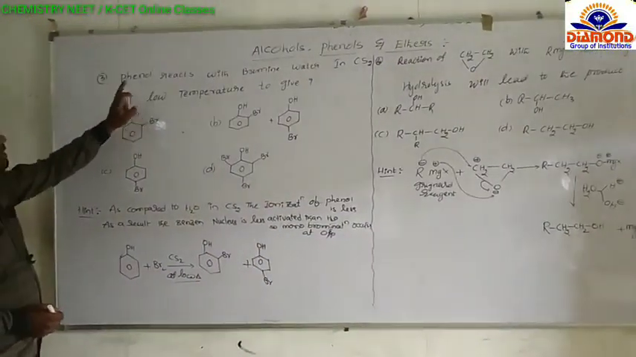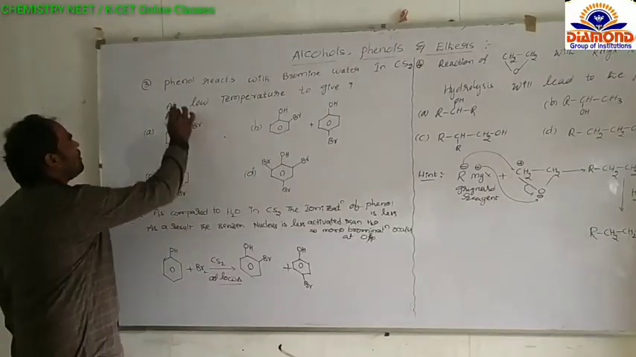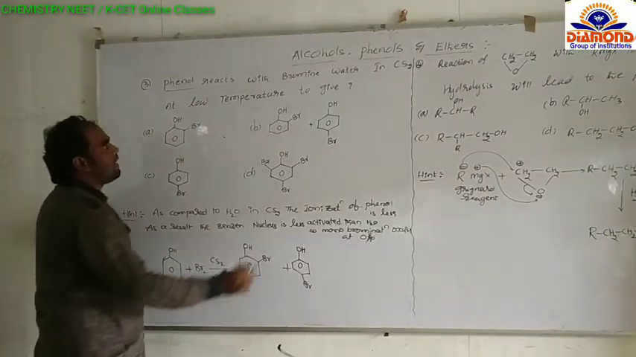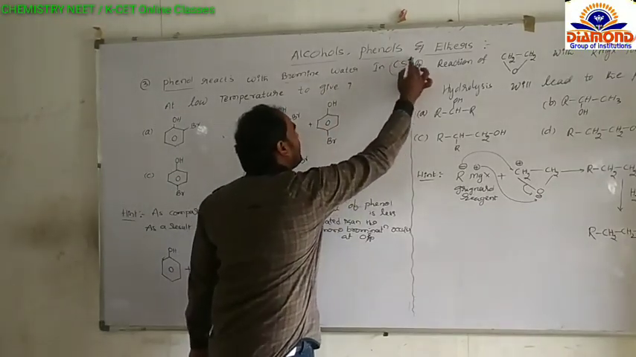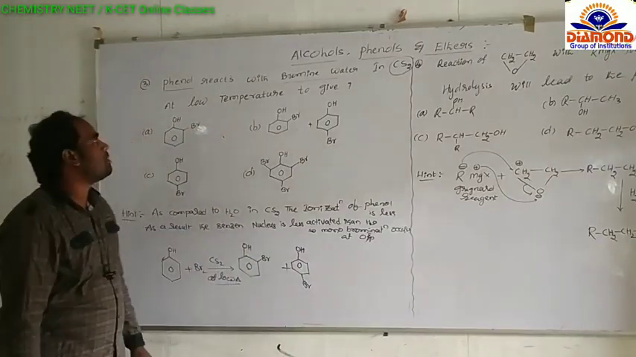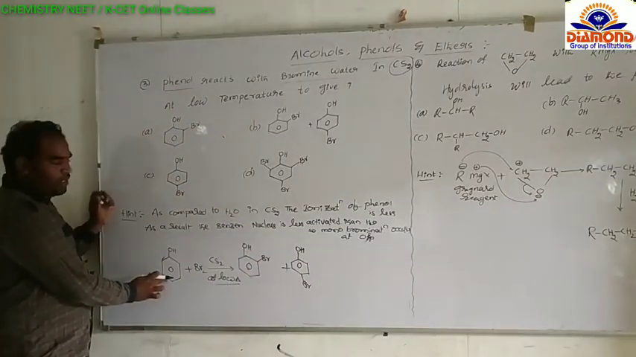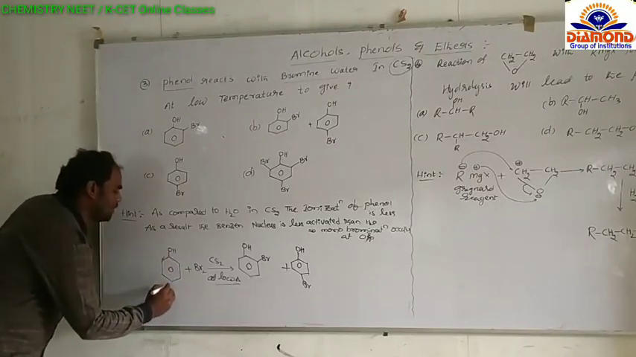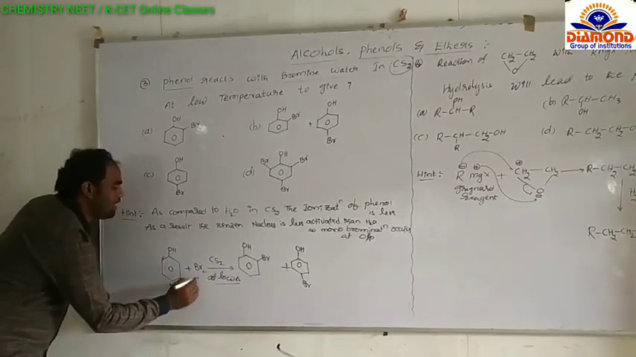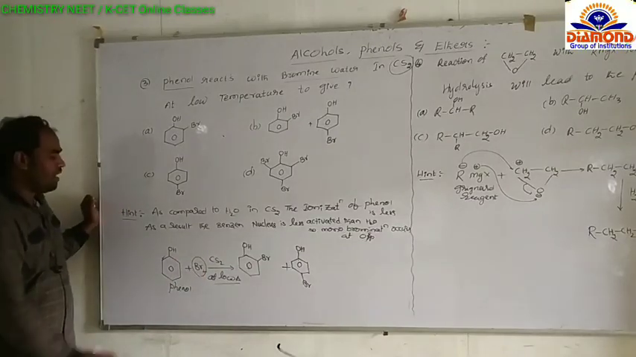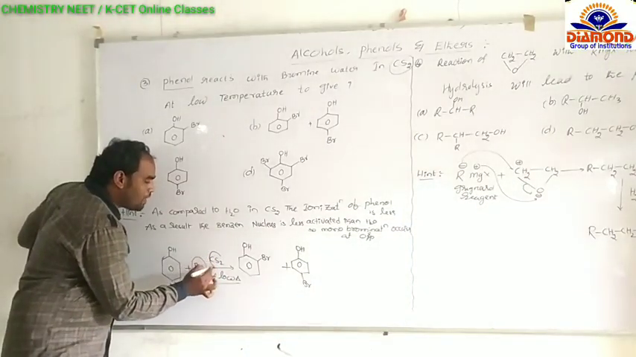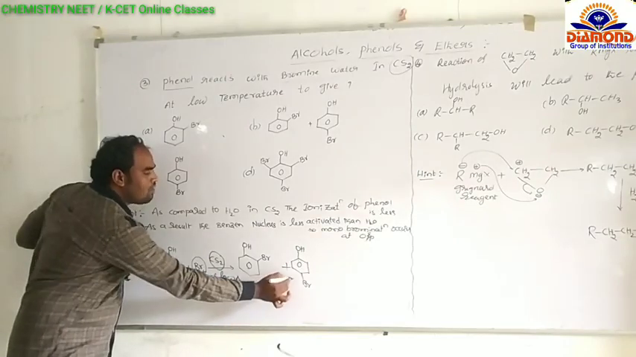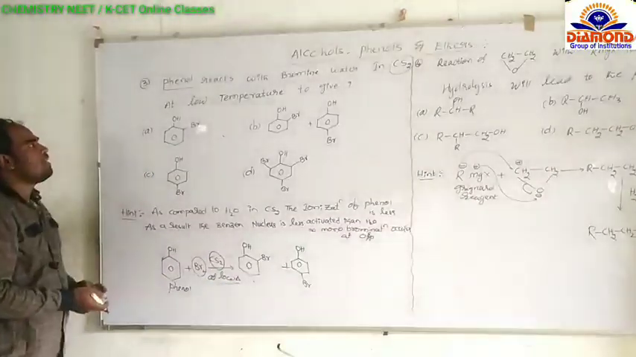Phenol reacts with bromine. First try to understand the question. Phenol molecule reacts with bromine water in presence of carbon disulfide. That is an important condition. This is phenol, student, benzene containing an OH group. Phenol reacts with bromine water in presence of carbon disulfide at low temperature. In presence of carbon disulfide at low temperature, what are the products? That is the question.